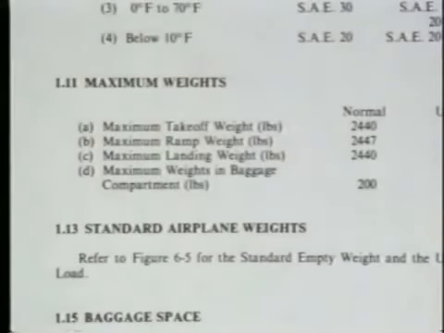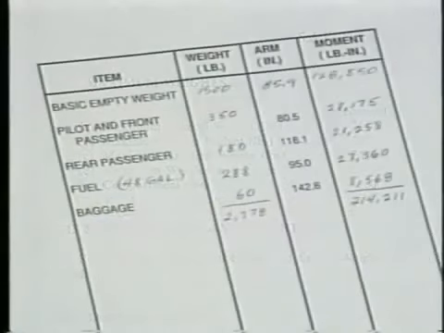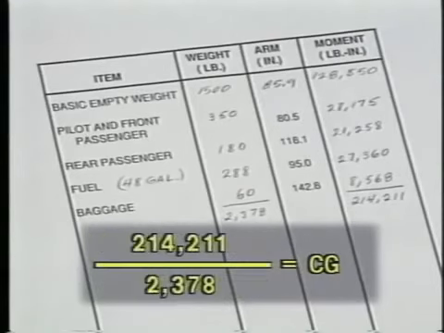You should then verify that the total weight is less than the maximum weight found in the POH or the weight and balance records. If not, you will have to make a choice of not carrying as much fuel, taking less baggage, or leaving some of the passengers behind. You can now determine the center of gravity for your airplane by dividing the total moment by the total weight. The CG with this loading is located 90.1 inches aft of the datum.